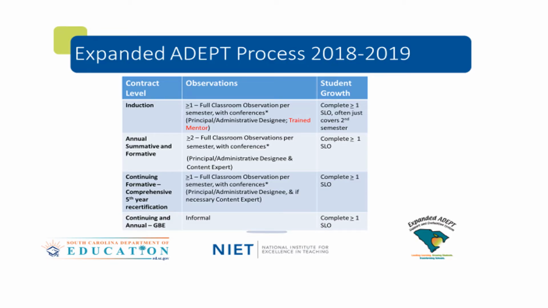On slide 7, you'll see it here. Make a note to remind participants that SCTS was implemented statewide in 2018-19 and that teachers will receive observations based on the number of required observations by contract level. If you get any specific questions about contract levels or contract level progression, please refer them to your district's ADEPT contact.